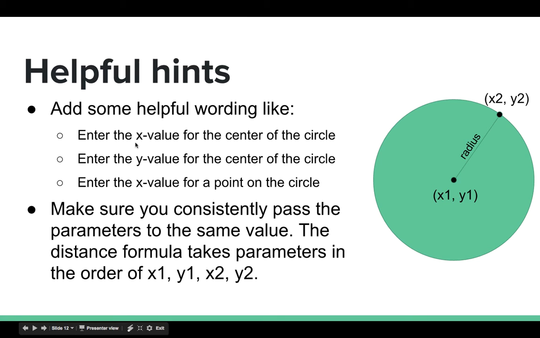So they're like, okay, enter the x value for the center of the circle, enter the y value for the center of the circle, x value for a point on the circle, and a y value for a point on the circle. I didn't put them all in there. And so when you do that, then you would end up getting the radius. And then we know we can calculate the area of the circle using the radius. And so again, I say make sure you consistently pass the parameters to the same value.